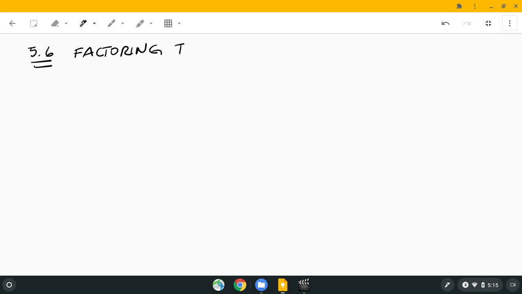Factoring trinomials. All right. So before we get into factoring, let's just kind of recall multiplying a binomial with a binomial.